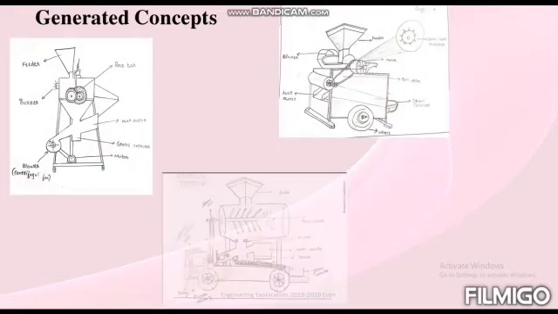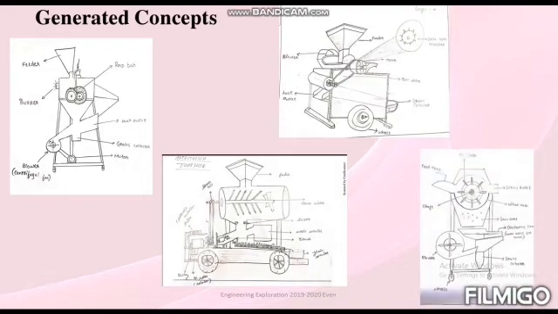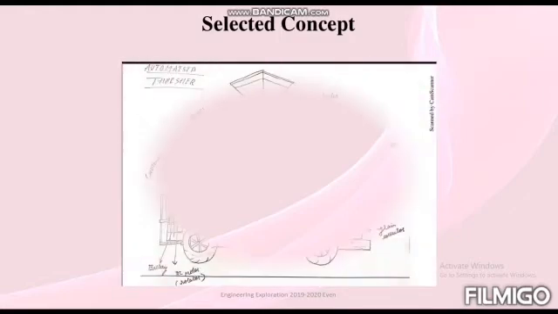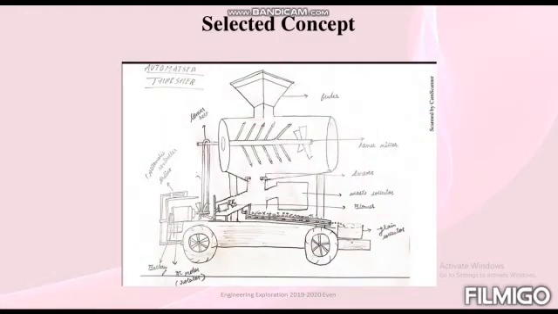The generated concepts, when we had a rough idea of making a thresher at the beginning, are these 4 ideas or concepts that were generated at the beginning, and then based on the Pugh chart we finally decided and selected a concept. This is the selected concept for making an automated thresher. This has a feeder, it has a threshing cylinder and a perforated plate.